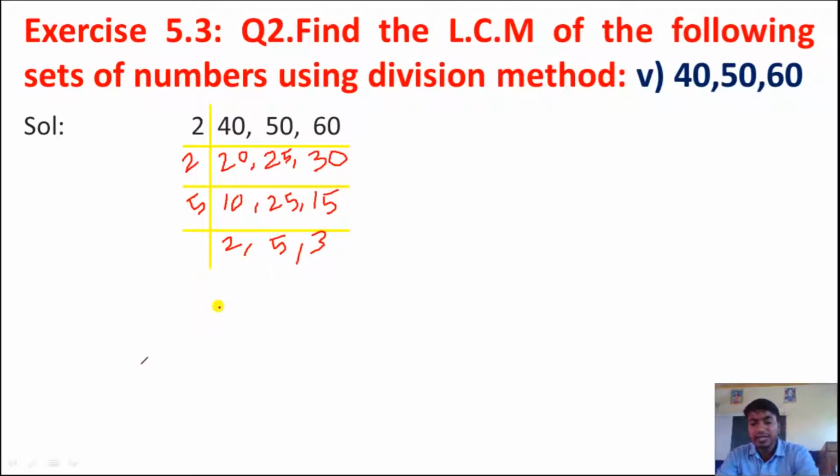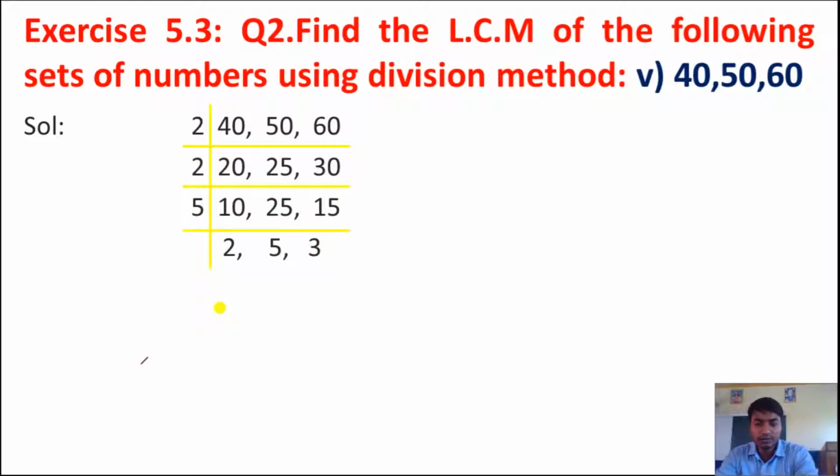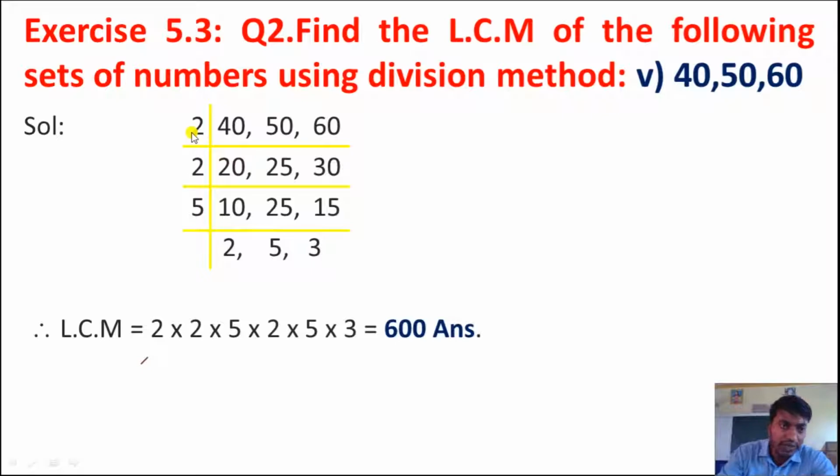Now we will write the LCM. LCM equals the product of the divisors and the undivided numbers. So this is the divisor part and these are the undivided numbers. We will write 2 into 2 into 5, this is the divisor part, into 2 into 5 into 3. Now when we multiply, we'll get 600. This is the LCM of 40, 50 and 60. So this is how we can use the division method.